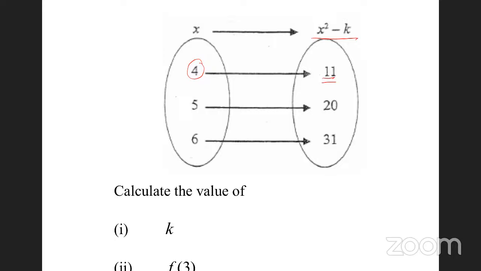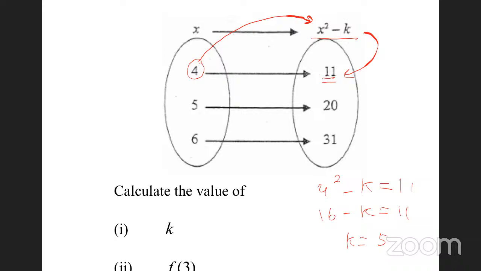Because here's what it's saying, right? The relation diagram is saying what? When I put 4 in here, I am getting 11. Correct? So now we're getting 4 squared minus k is 11. So it means that 16 minus k is 11. So k is how much? Right? 16 minus 5 will give you 11. Are you okay with that?